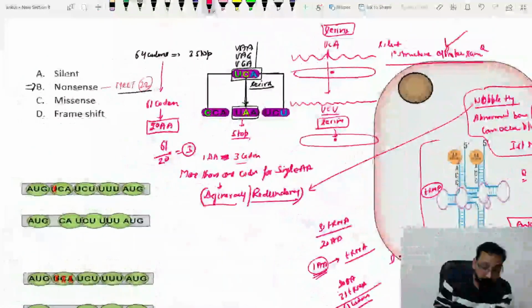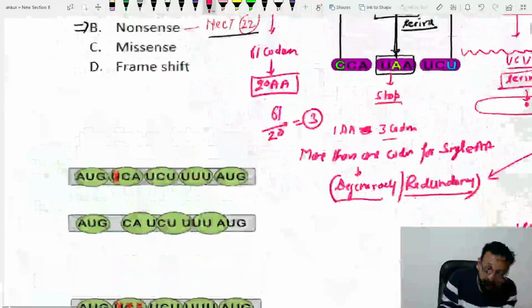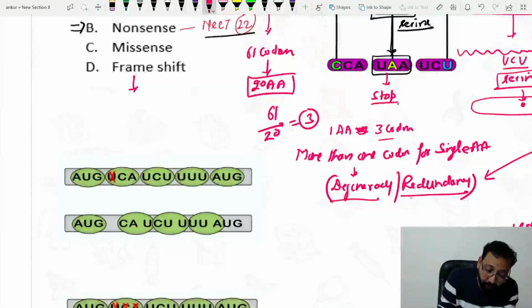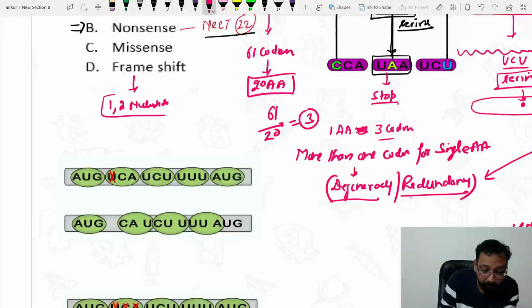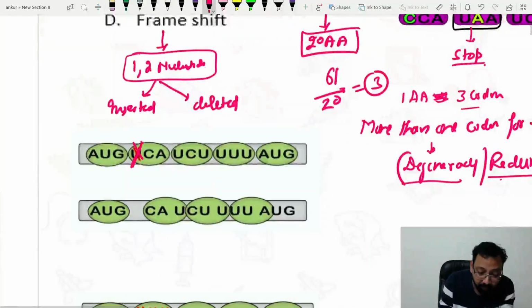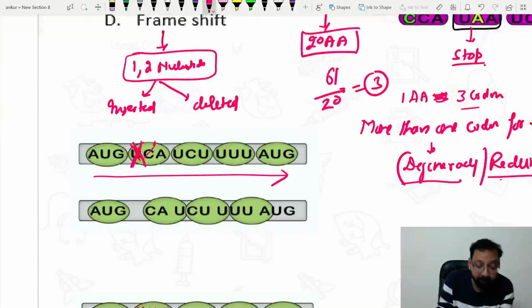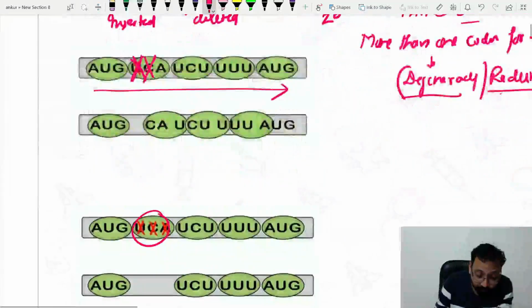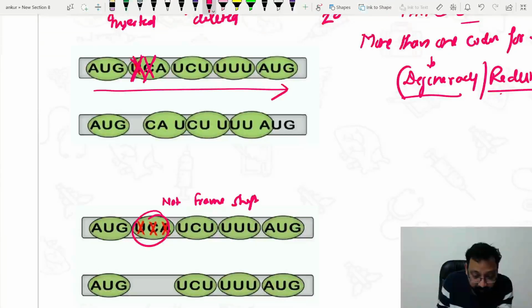Now, frame shift mutation. You must remember that frame shift mutation occurs when one or two nucleotides, or multiples of one or two, are inserted or deleted. If I delete one nucleotide, there would be a frame shift mutation. If I delete two nucleotides, there would be a frame shift mutation. But if I remove three nucleotides, this is not a frame shift mutation.